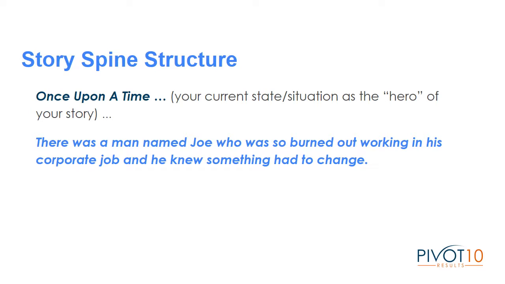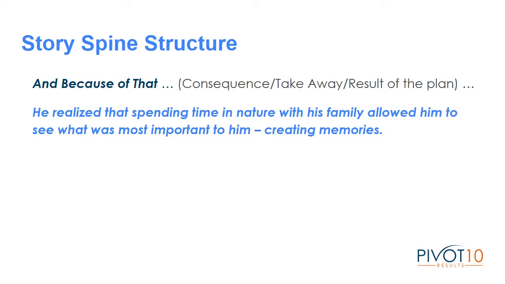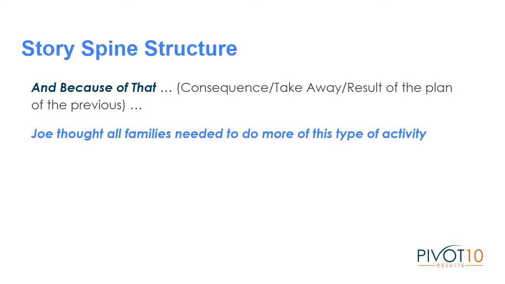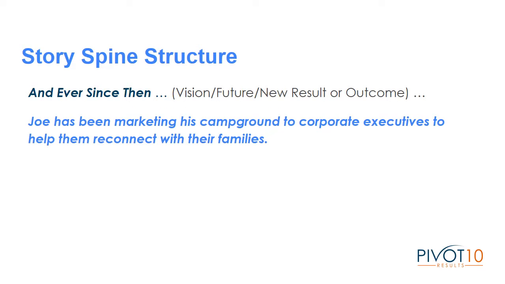So once upon a time, there was a man named Joe who was so burned out from working in his corporate job, and he knew something had to change. Then one day, Joe decided to buy an RV with his wife and go camping to get away from it all. And because of that, he realized that spending time in nature with his family allowed him to see what was most important to him, creating memories. And because of that, Joe thought all families needed to do more of this type of activity. And then finally, Joe decided to quit his job and buy a campground and RV park. And ever since then, Joe has been marketing his campground to corporate executives to help them reconnect with their families. And the moral of the story is, creating memories is the best way to create legacies.